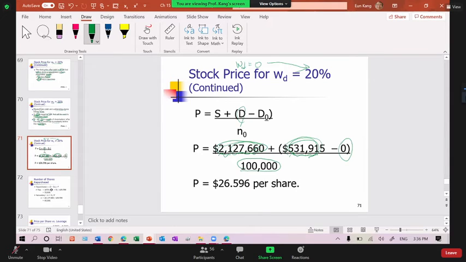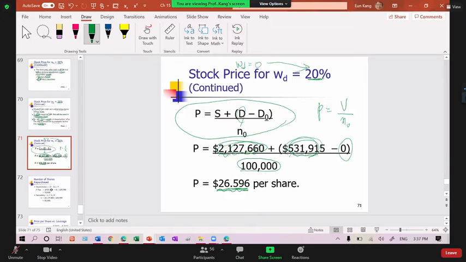Then the price is 26.596. But is this formula needed in this case? When you evaluate from 0 to some level, you don't need this formula. All you have to do is simply P is V over N0, right?